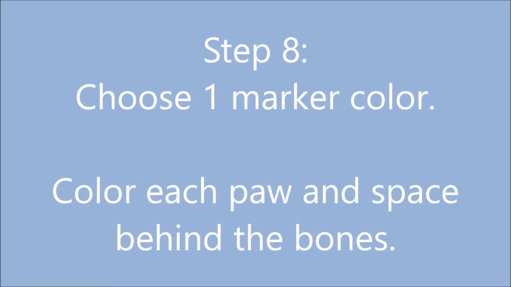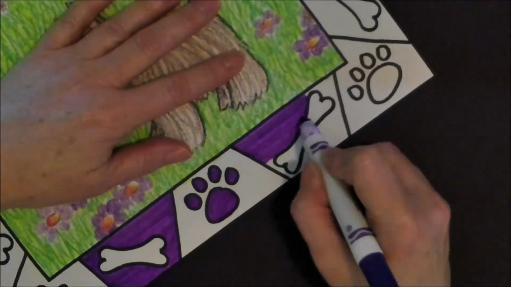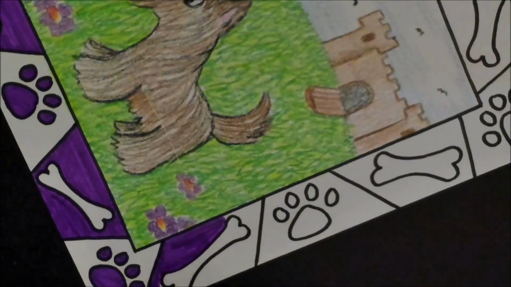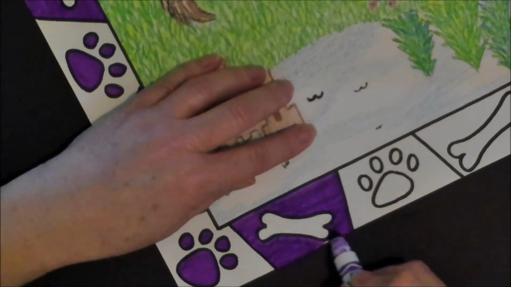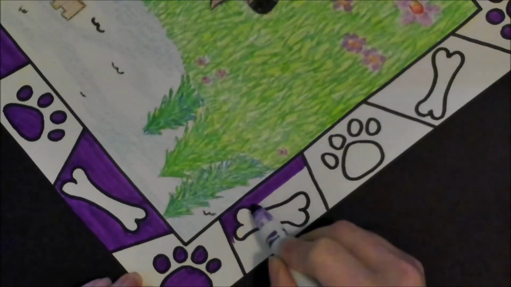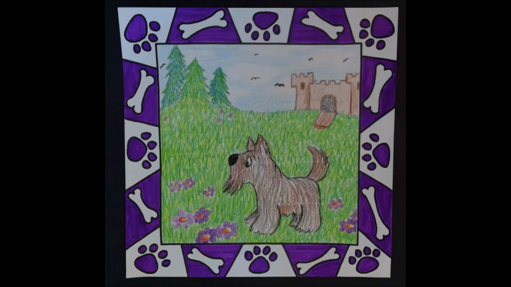Step 8, choose one marker color. We're going to color each paw and space behind the bone. You're going to go all the way around, creating a frame around your dog. Once you have done this, you are ready to show everyone your beautiful artwork.